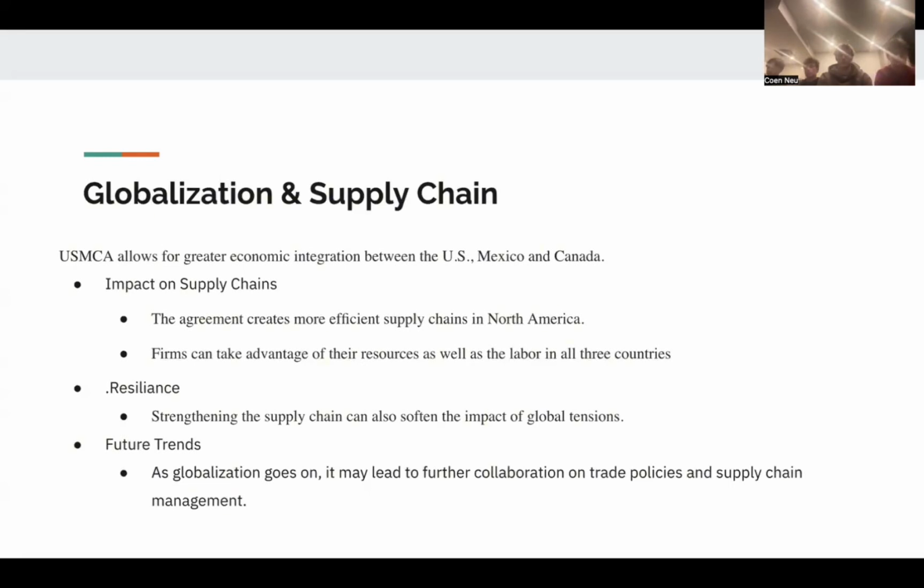Additionally, they have strong supply chains, which helps businesses handle problems that may come up, like global tensions. If a company relies on just one supplier and that supplier has a problem, it can cause big delays. By working with different suppliers from different countries, businesses can reduce their risks and adapt to changes easier. So looking forward to the future, we can expect even more cooperation on trade policies and supply chain management.